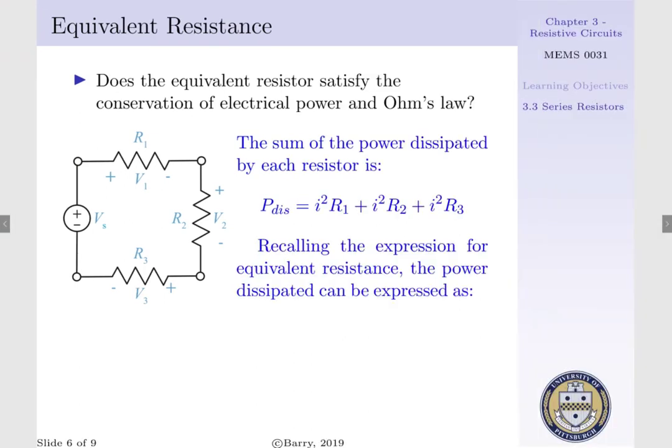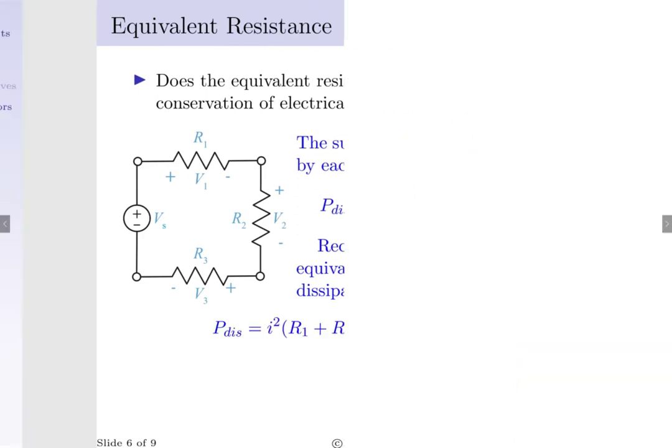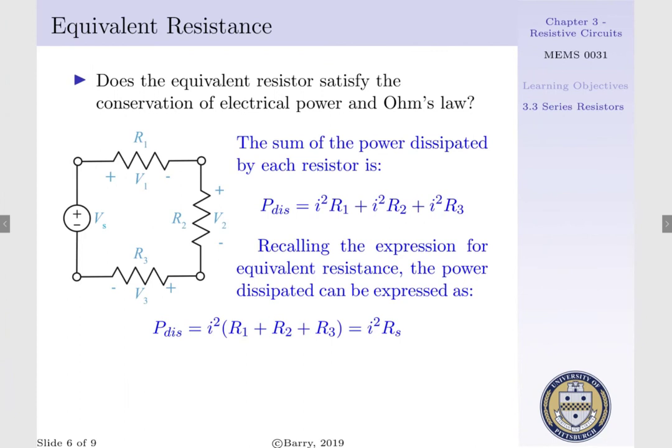Now if we recall our expression for equivalent resistance, we can re-express our power dissipated within our system as I squared Rs. These two expressions are equivalent and they satisfy the conservation of electrical power. That is, our resistors are dissipating the same quantity of energy regardless of whether we express each individual power dissipated or use our equivalent resistance.